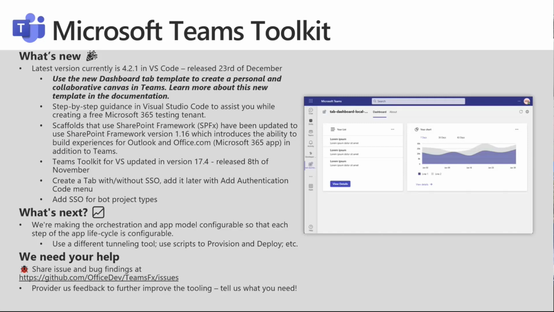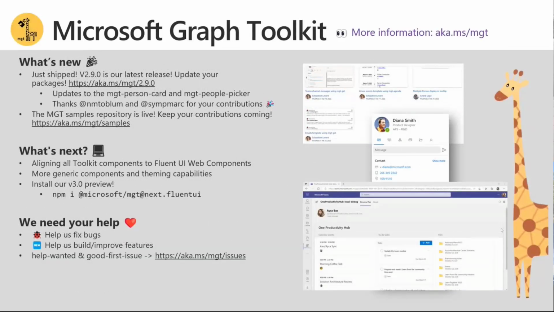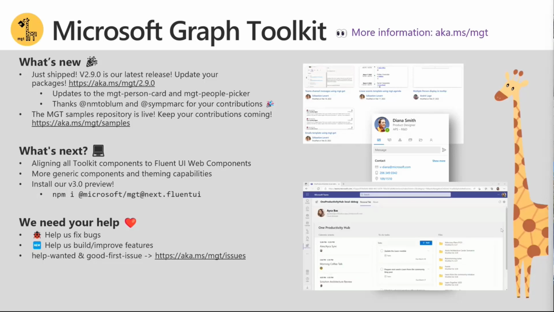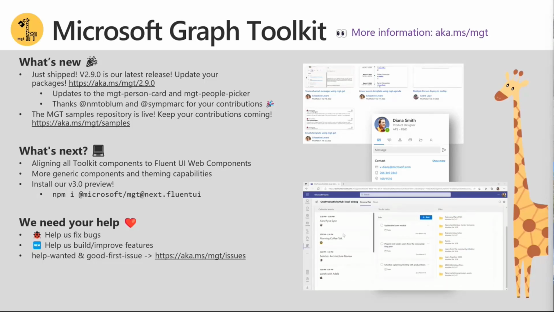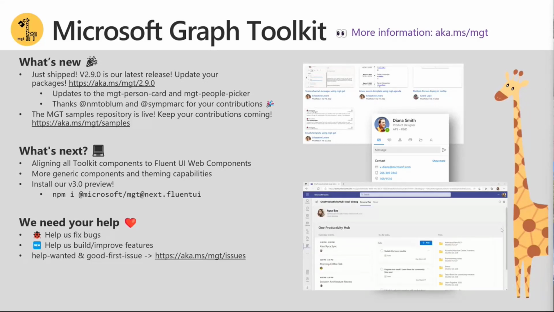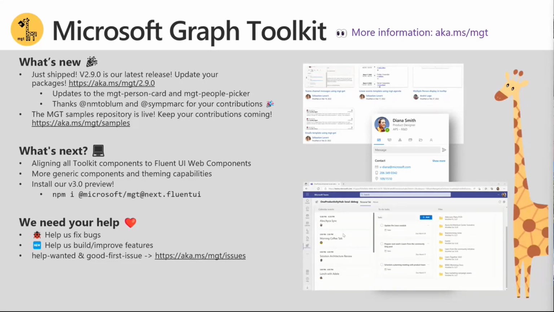Awesome. Thank you, Vesa. Let's talk about some Microsoft Graph Toolkit. So 2.9.0 is the latest release. Again, it's been a couple of weeks of holidays and time off, so no doubt we'll see some more updates coming from that soon. It's been very busy with Gavin and Seb. But again, the MGT samples repository is live, so you can get some sample contributions in there. Looking to align all the toolkit components to Fluent UI, more generic components and theming capabilities. So definitely check it out.